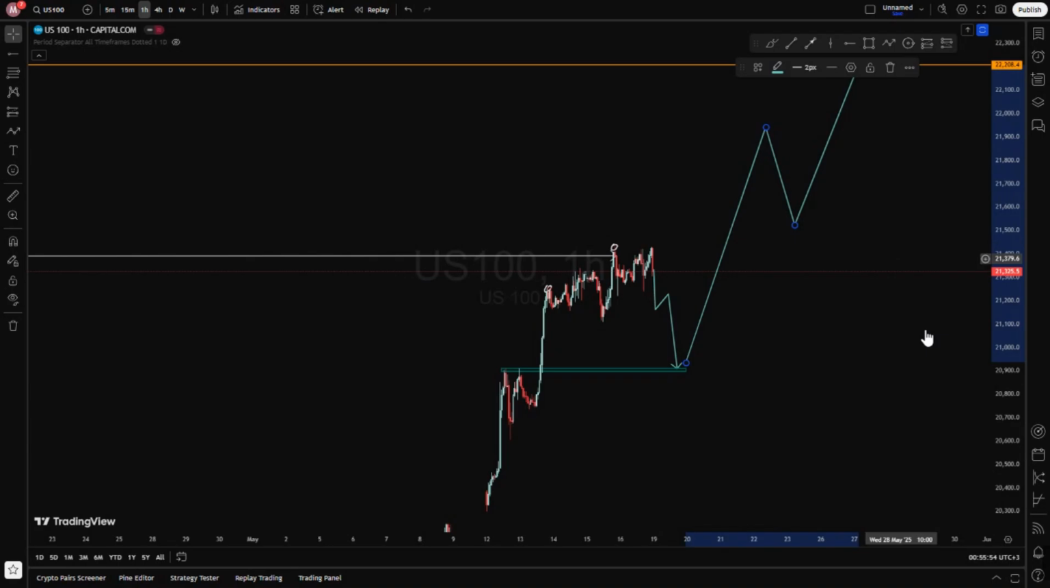And that wraps up this week's market forecast. We've looked at gold and Nasdaq, broke down the key levels, and discussed possible scenarios on both the higher and lower time frames. As always, remember, patience and confirmation are key. Don't rush the entries. Let the market come to you.